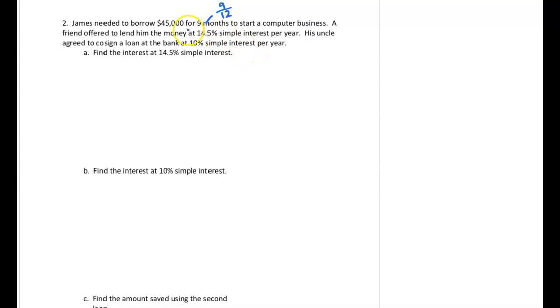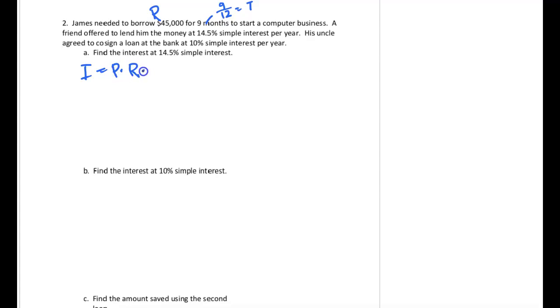Okay. So we have our principal. I'm going to put P for principal. We have our time, 9/12, and again, you could change that to 3/4 or its decimal equivalent, 0.75. A friend offered to loan the money at 14.5% simple interest, so we'll change that to its decimal equivalent. We also have a second person offering, so the first one was a bank at 14.5% interest. We also have a second person offering to allow him to borrow the money, and that's at 10% simple interest. So let's look at the 14.5% simple interest and then the 10% simple interest.